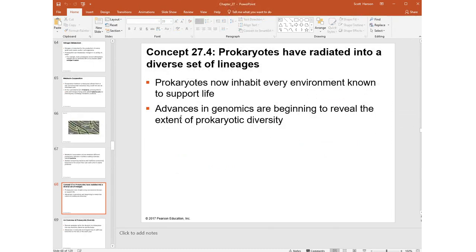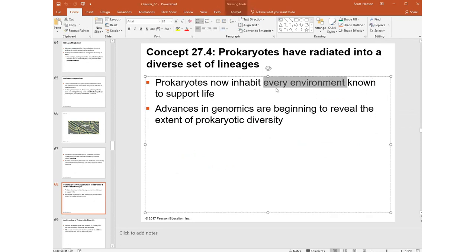So prokaryotes then have actually diversified into a large variety of different life forms. The prokaryotes now inhabit every environment known to support life, like we've mentioned, and advances in genomics, studies of genomes, are beginning to reveal the wide extent of prokaryote diversity.